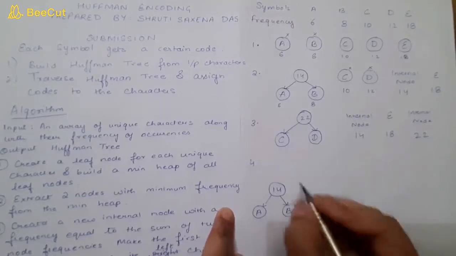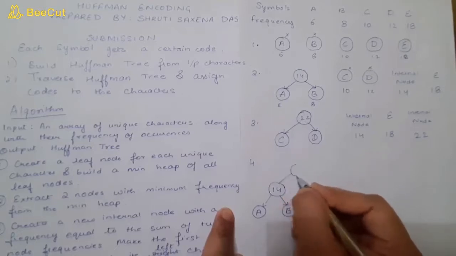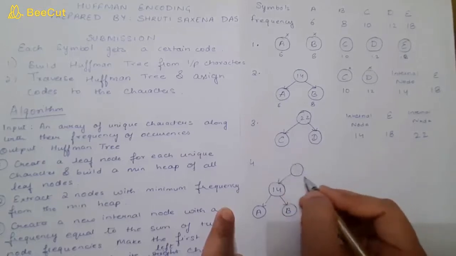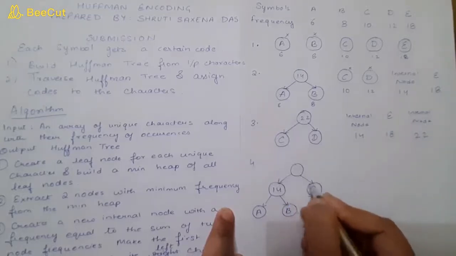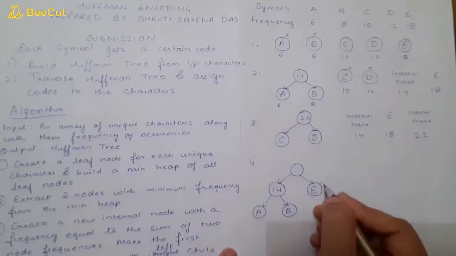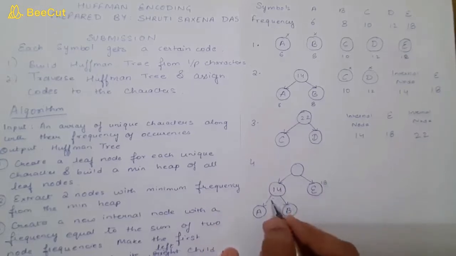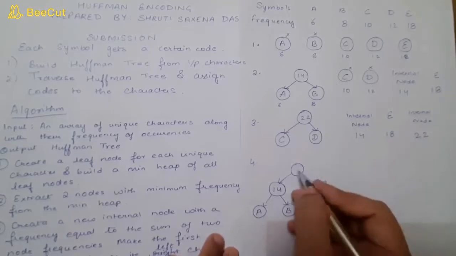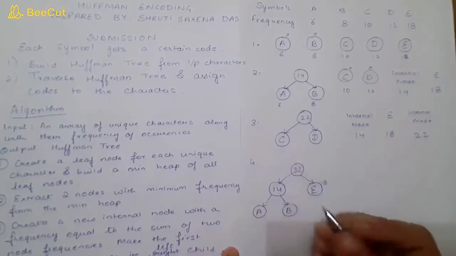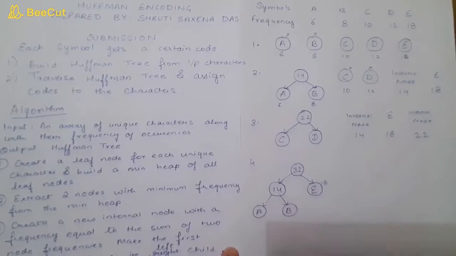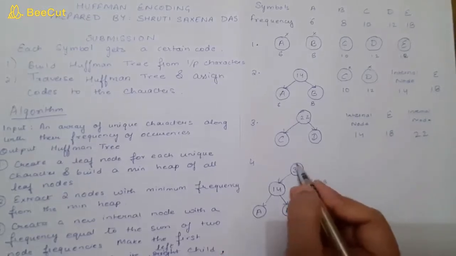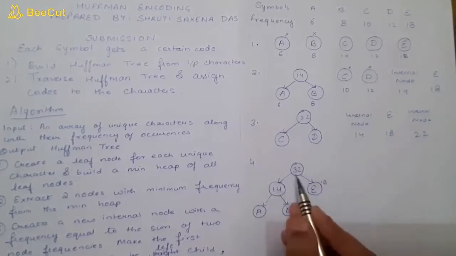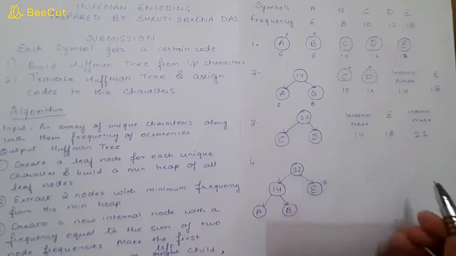Okay, so this will become your left child, and in the right E will come. Fine. So E is 18. Here you are having 14. 14 plus 18 will be 32. Yes, 32. Fine. Now see, again we have added the frequencies of these two. We got 32, and this internal node with the frequency 32 should be added in the minimum heap.